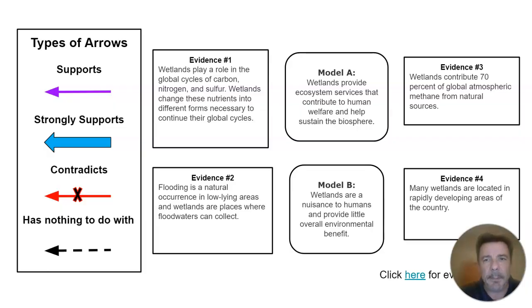At the heart of it is that students will usually be presented with two models. Oftentimes they're competing, but not always. And then, with various pieces of evidence, I'm more interested in just how they see the evidence relating to the model. So each piece of evidence has: how does evidence one relate to model A? How does evidence one relate to B? Does it support it? Does it strongly support it? Does it contradict it? Or does it have nothing to do with it? And so they fill this out based on how they feel after looking at the evidence.